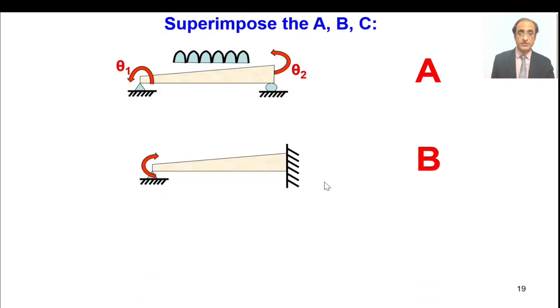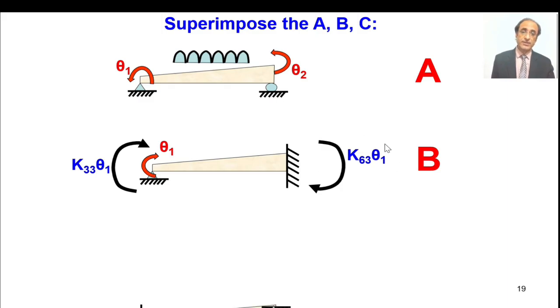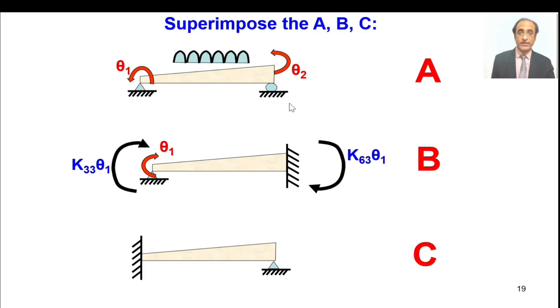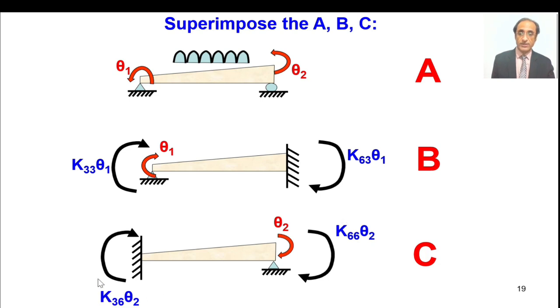Now we superimpose structure B. In that case, we apply a rotation at the left end equal and opposite to the rotation here, so that we counterbalance this rotation. For that purpose, we have to apply a moment equal to K33 into theta 1, and K33 we already have with us. The carryover will be K63 into theta 1. Then in structure C, we nullify this rotation. For that purpose, we apply a rotation equal and opposite to theta 2 at the other end. Here the moment required will be K66 into theta 2, and there will be a carryover K36 into theta 2.